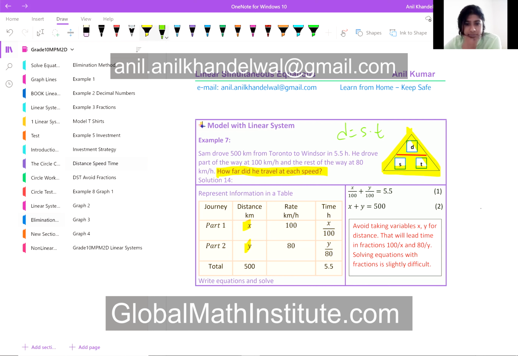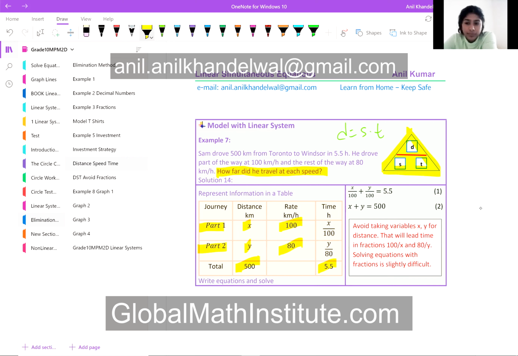Make your table. So we have two parts of the journey, part one and part two. Part one is done at the rate of 100, the other one is at the rate of 80. And the total kilometers given to you is 500. So all this highlighted in yellow is given to you, right? What do you need to figure out now? Well, you're also given that the total time taken is 5.5.